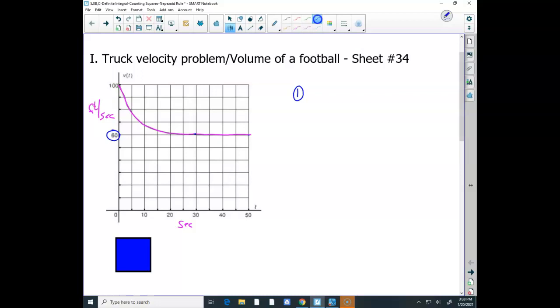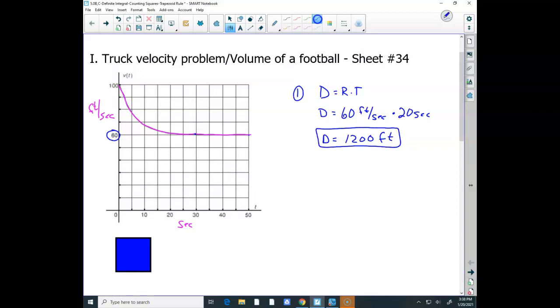Even back in Algebra 1, we had distance equals rate times time, where my distance equals my rate of 60 feet per second times my time. The time interval between 30 to 50 would be 20 seconds. My distance obviously is going to be 1,200 feet. Not a big deal, and I can kind of look at that.